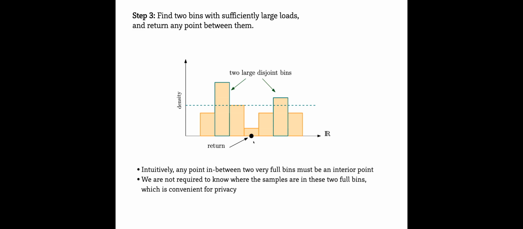Now, we can't afford to just return any point within those bins because we don't know exactly where within any one bin which points are interior points. So it's critical that we find 2 disjoint bins and return a point between them, and that lets us find an interior point using our differentially private histogram.